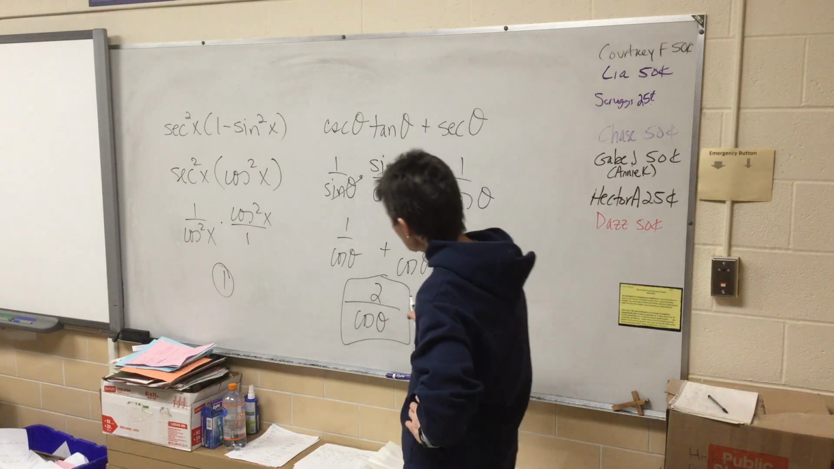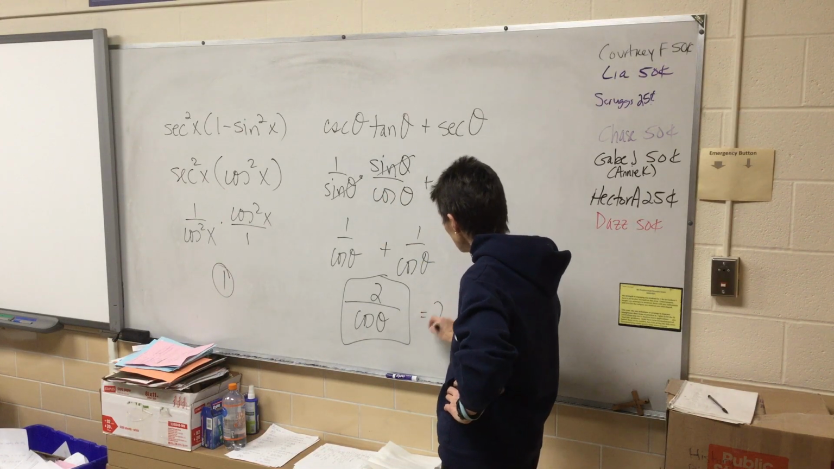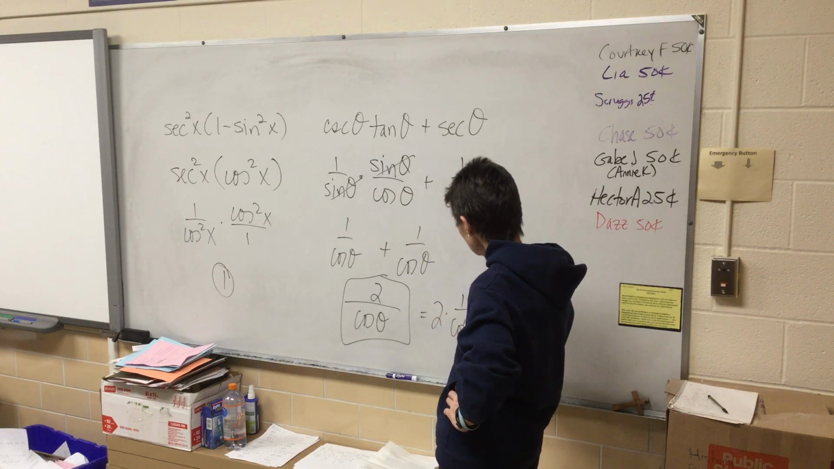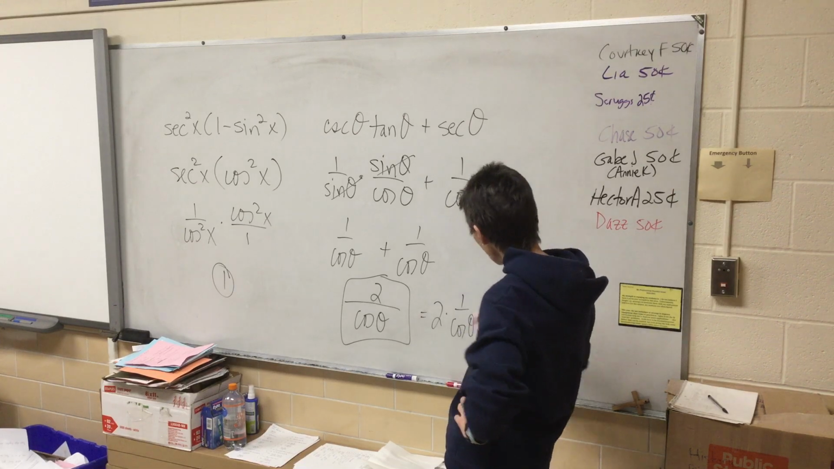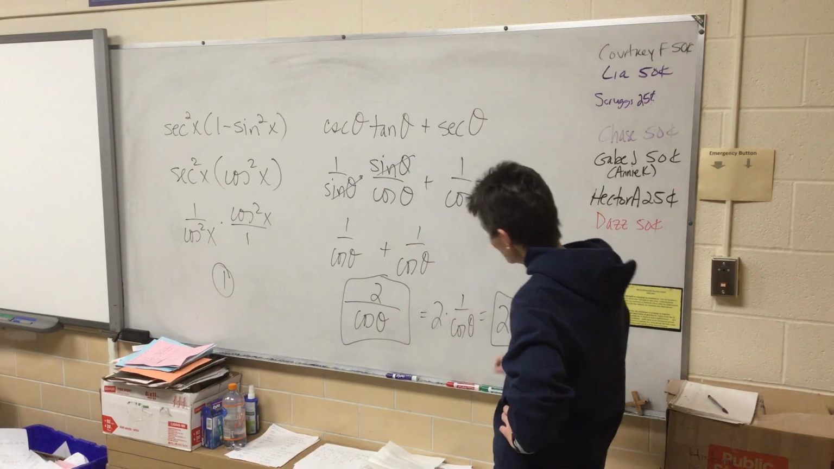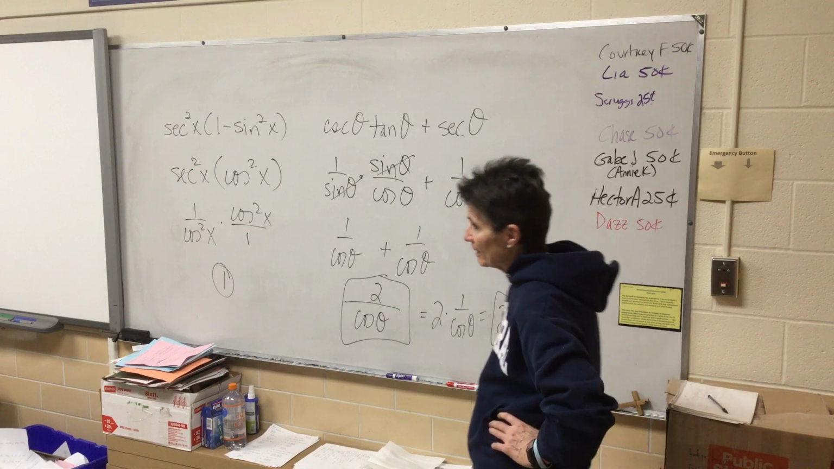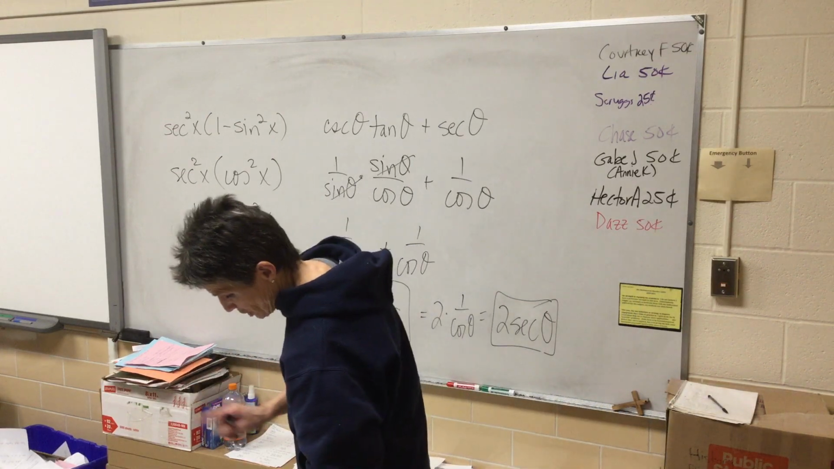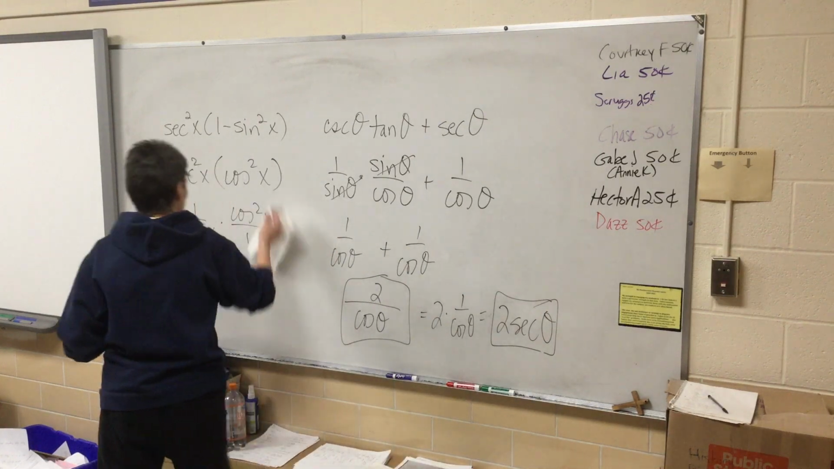Now, for this, if you wanted to, you could make this 2 times 1 over cosine, which is 2 times secant. I'm not saying you have to do that at all, but you could. 2 over cosine is the same as 2 times secant. So either one of those would be the best answer. Either one.